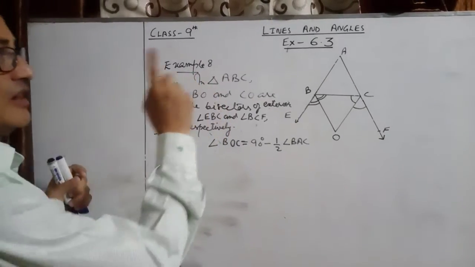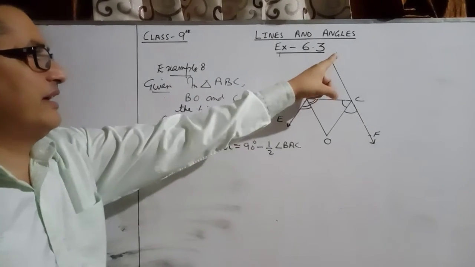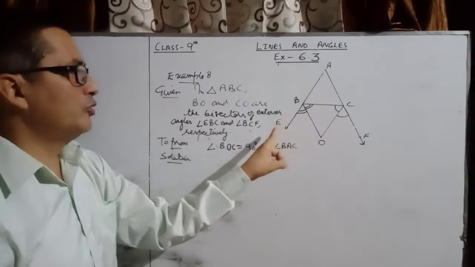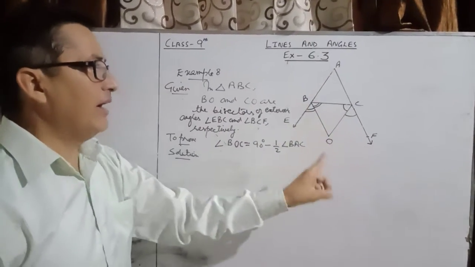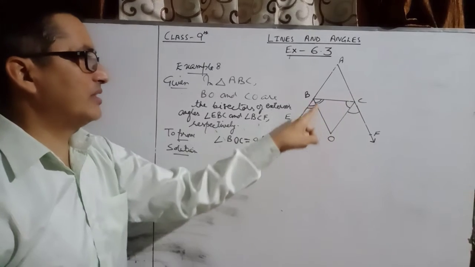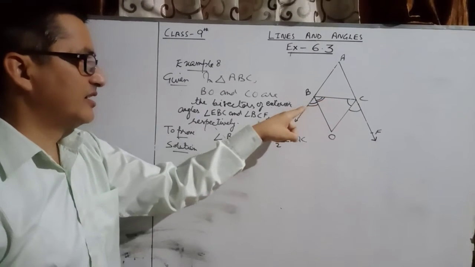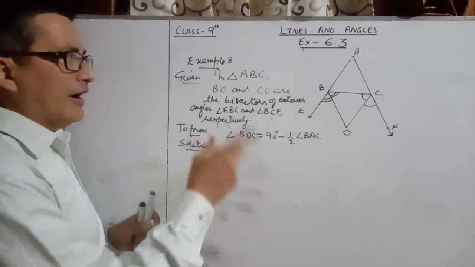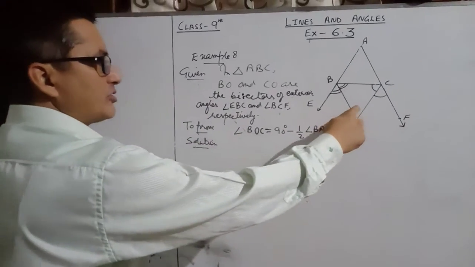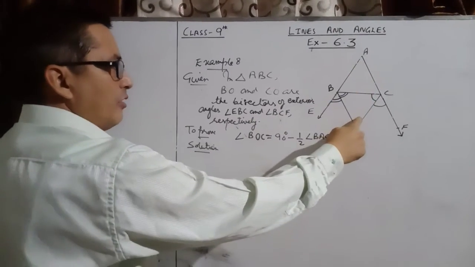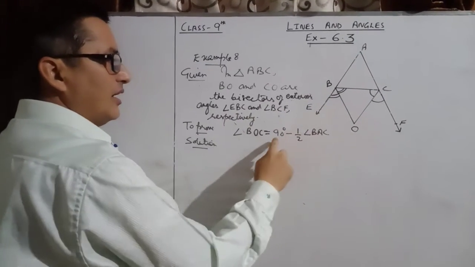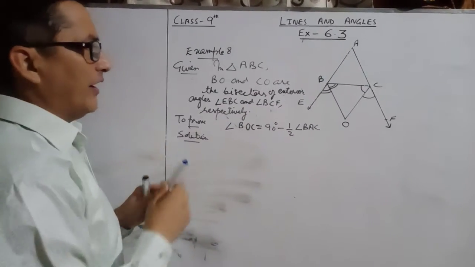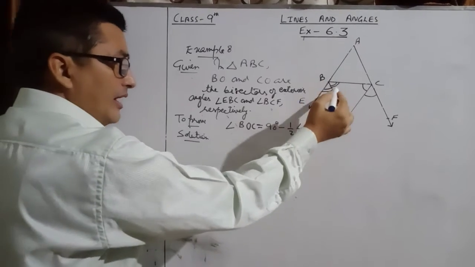Students, in this example, it is given that in triangle ABC, AB and AC are produced to points E and F, and BO and CO are the bisectors of these exterior angles CBE and BCF. It is given to us, and you have to find the relation between angle BOC and angle BAC. Means you have to prove that angle BOC is 90 degrees minus half of angle BAC. Now students, let's find the relation between these angles.